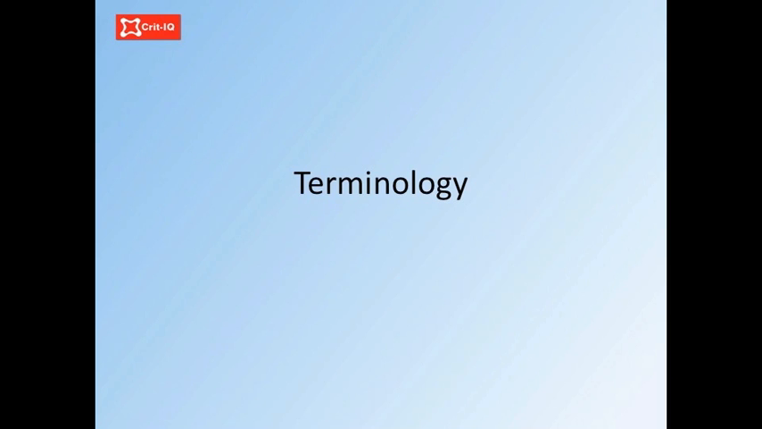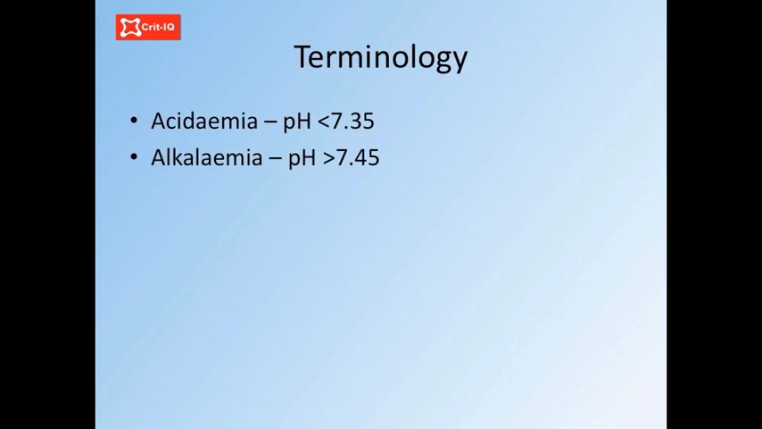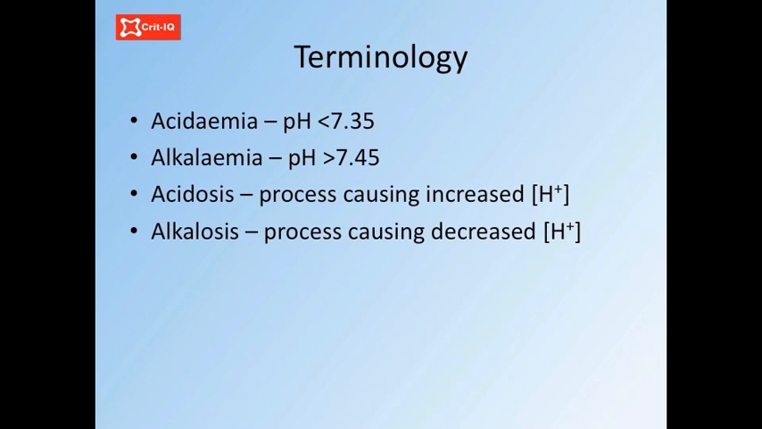There can be some confusion regarding terminology. Acidemia and alkalemia refer to the presence of an abnormal pH of the blood. Acidosis refers to a pathological process that can generate increased proton concentrations in the blood, while alkalosis refers to the process that results in a decreased proton concentration. The distinction is important because an acidosis may not result in an acidemia, such as in mixed disorders where the pH may in fact be normal.